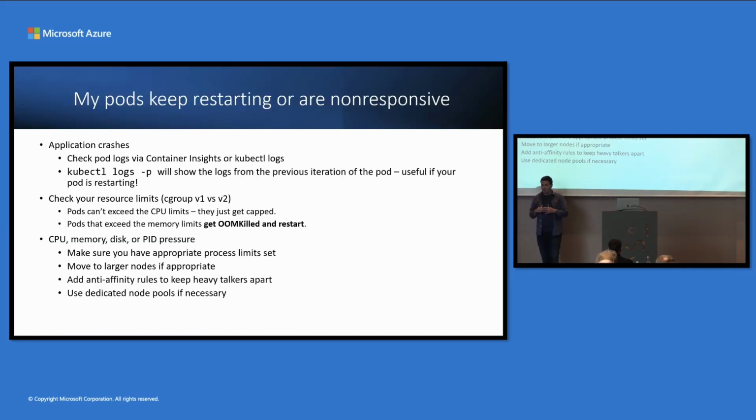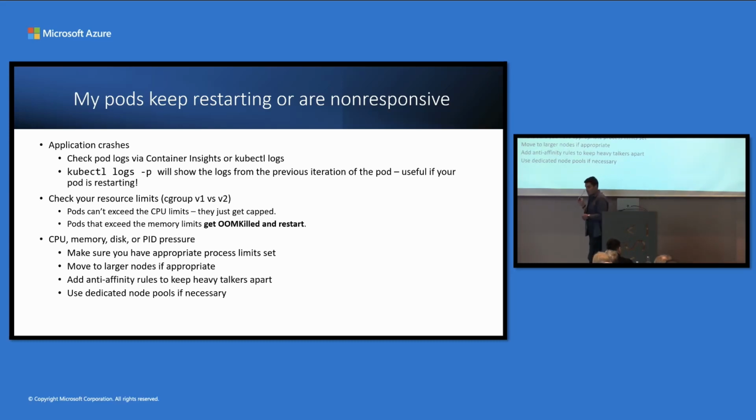So the first category of problems is often just my pods are restarting or non-responsive. Like I keep kicking it and it's still not doing anything. Now, a good way that you're probably going to see everywhere is just check pod logs, kubectl logs, or some log streaming solution like Container Insights. One of the things that you'll probably ask, if you've been doing this a while, is how do I check the logs if the container is restarting over and over?